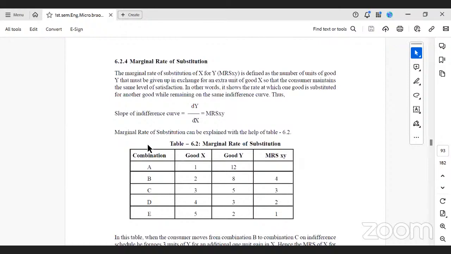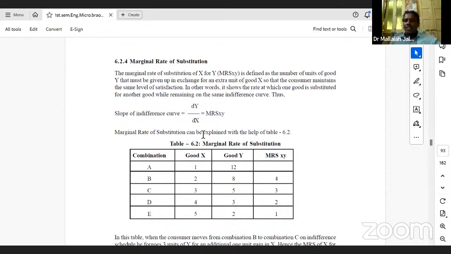Marginal rate of substitution of X for Y. What does it mean? As I said, if one is increasing, the other has to decrease. So the marginal rate of substitution of X for Y is defined as the number of units of good Y that must be given up, given up meaning lost, in exchange for an extra unit of X. So the slope of the indifference curve, change in Y by change in X, we call it the marginal rate of substitution for X and Y.